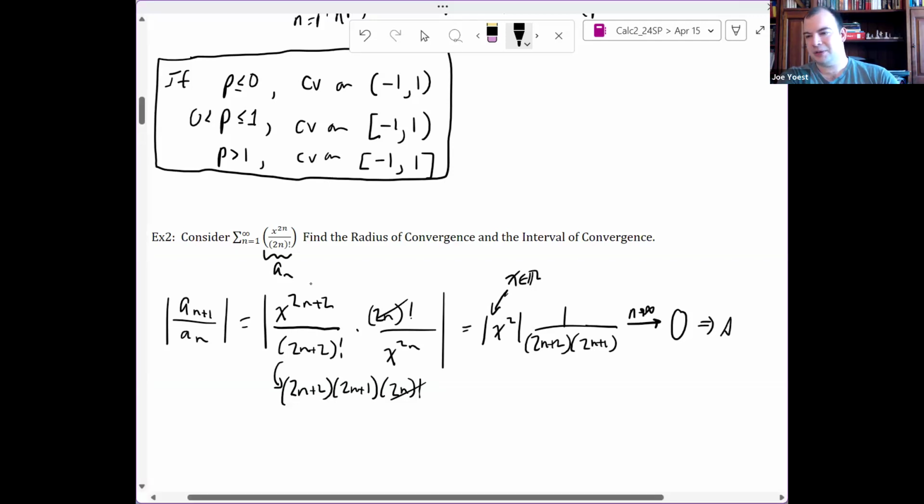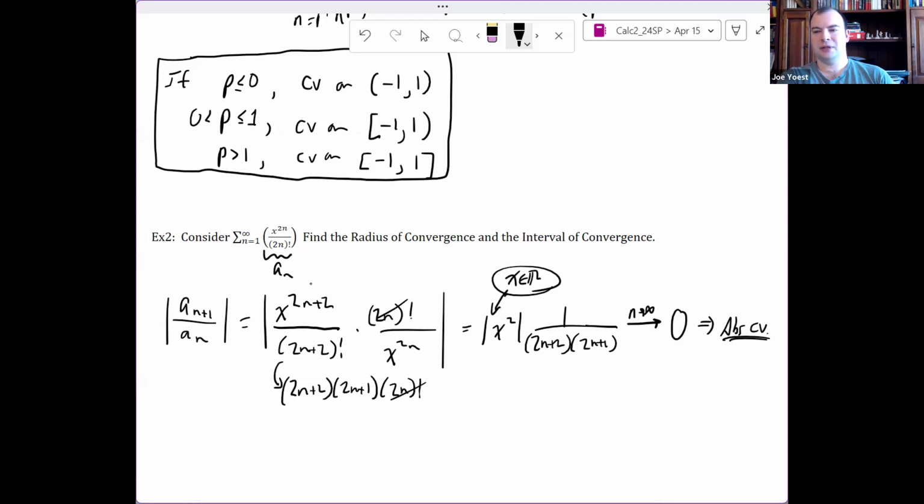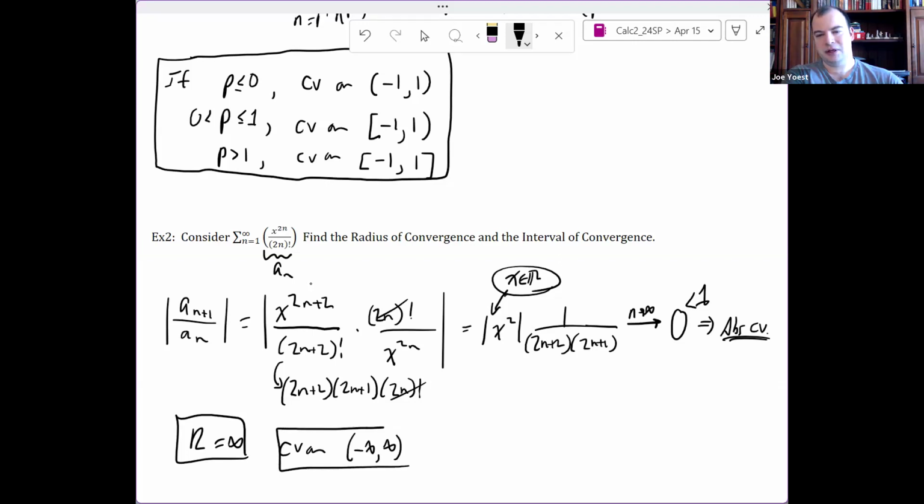This implies that we're absolutely convergent for any real number x. My x's all went away, and I was left with a number that is less than 1 from the ratio test, regardless of what x was. This converges regardless of x. This converges for all real x. My radius of convergence is infinity, and I converge on minus infinity to infinity, or my interval of convergence is minus infinity to infinity.